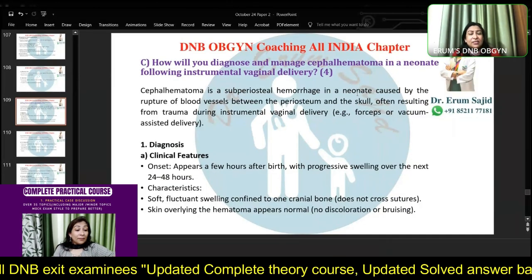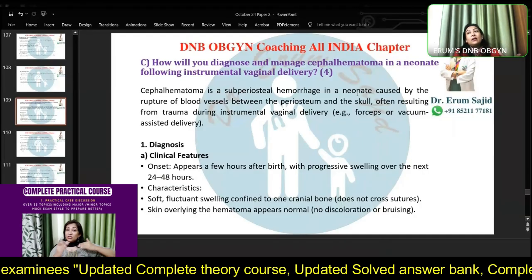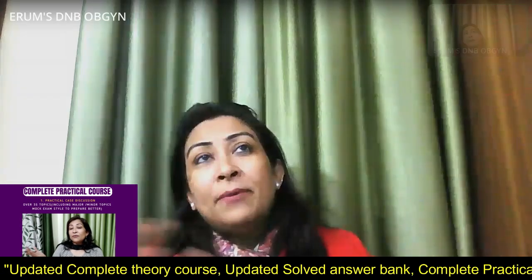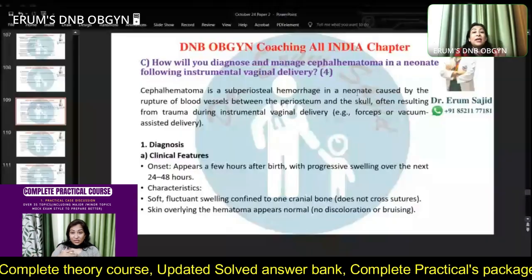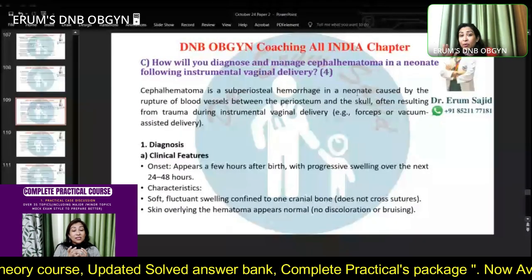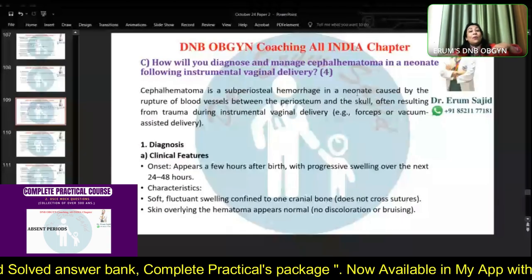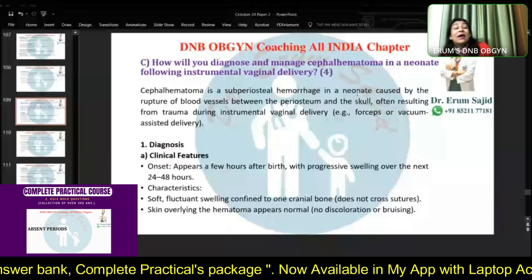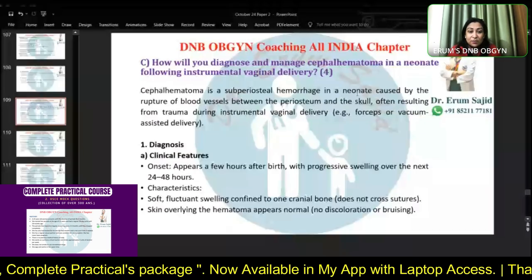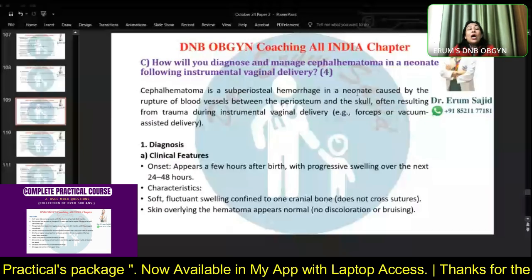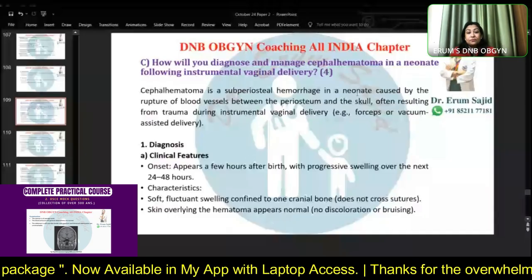Multiple times in different methods. Sometimes cephalhematoma and caput succedaneum has been asked. Sometimes chignon and cephalhematoma has been asked. Sometimes the differentiation between the two has been asked. All these, but this question: how will you diagnose? How will you manage cephalhematoma? I don't think this question has been asked in this form before. So how will you manage? How will you diagnose it?